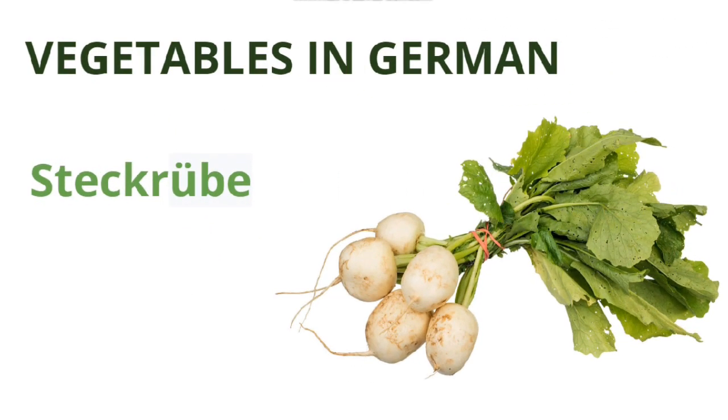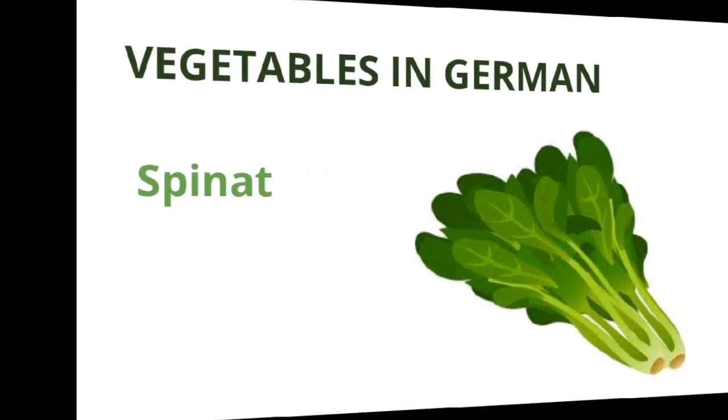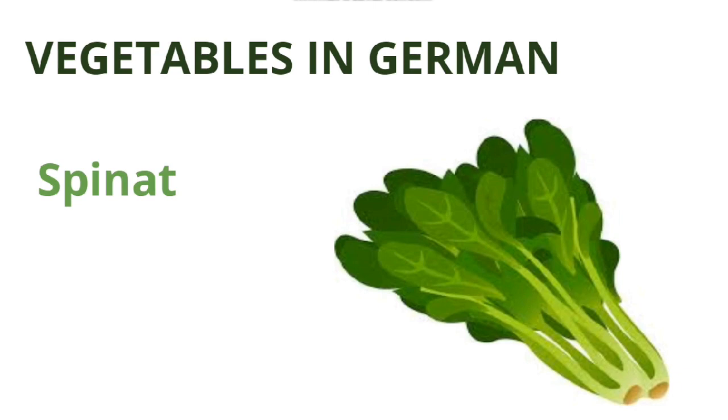Next vegetable is Steckrübe. Steckrübe means turnip in English. Our next and the last vegetable is Spinat. Spinat, which means spinach in English.